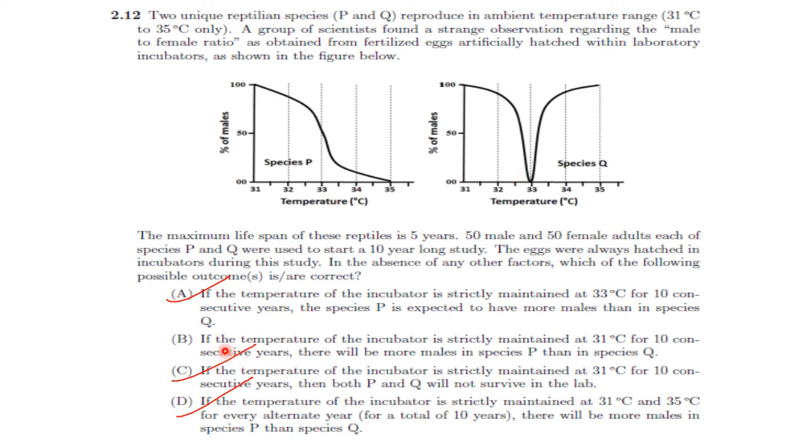Then, if the temperature of the incubator is strictly maintained at 31 degrees Celsius for 10 consecutive years, there will be more males in species P than in species Q. At 31 degrees Celsius, you can see that there are 100% males in the case of both the species, that is species P and species Q. There won't be any females.